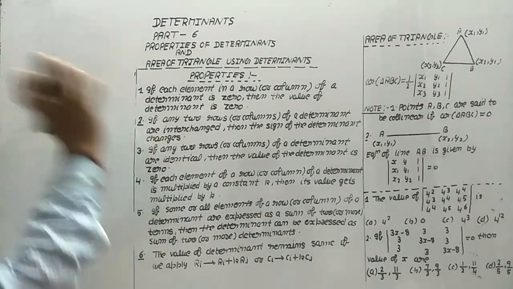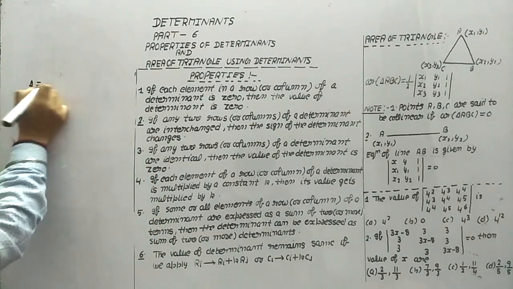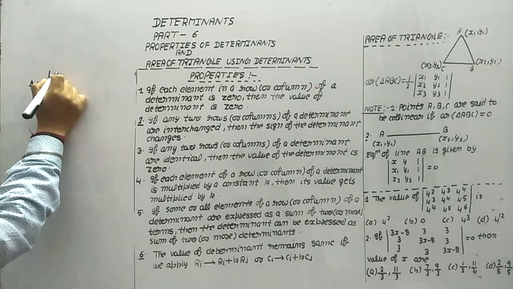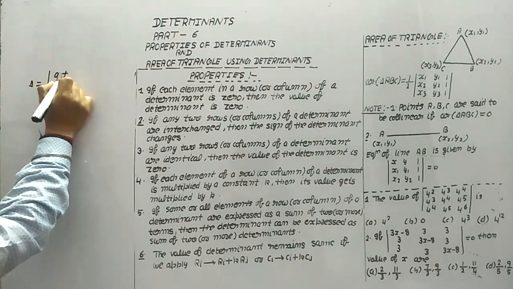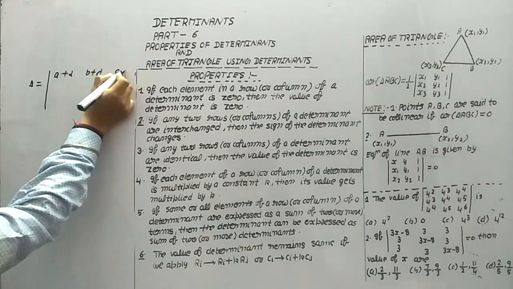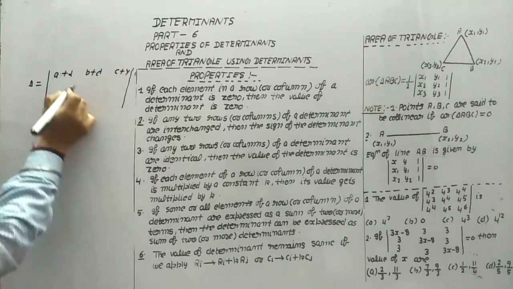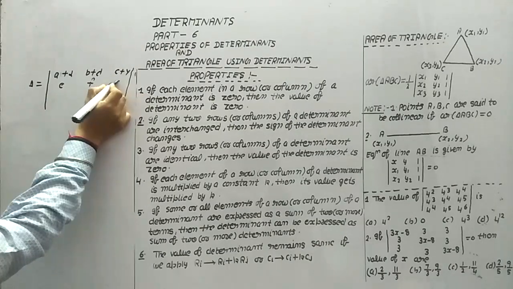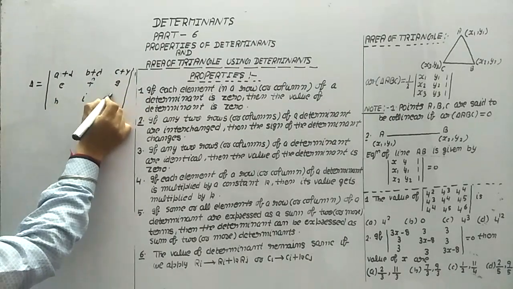For this property, first we will take one example. Let us suppose this is the part. A plus alpha, B plus lambda, C plus gamma. This is E, F, G. This is H, I, K.